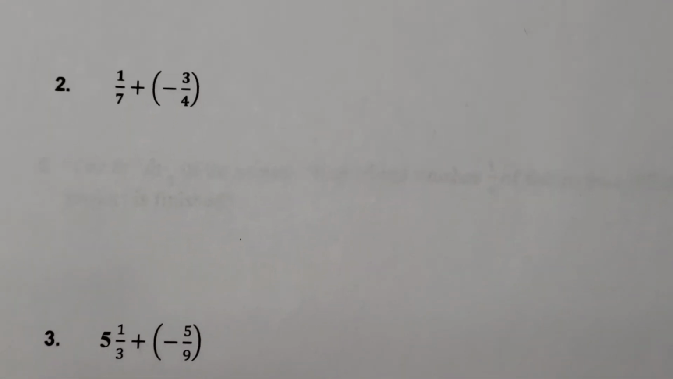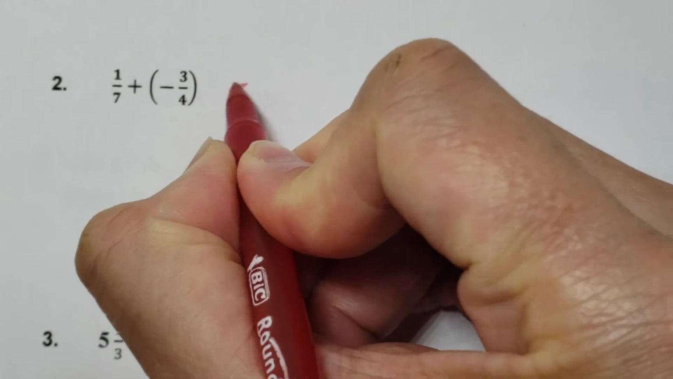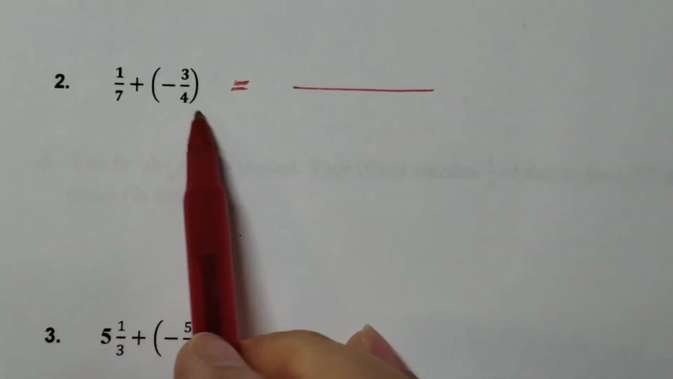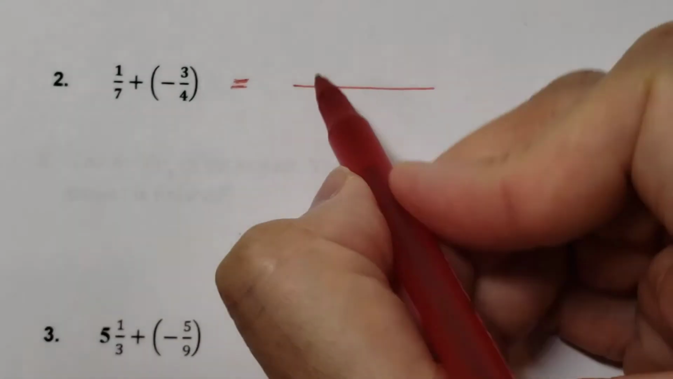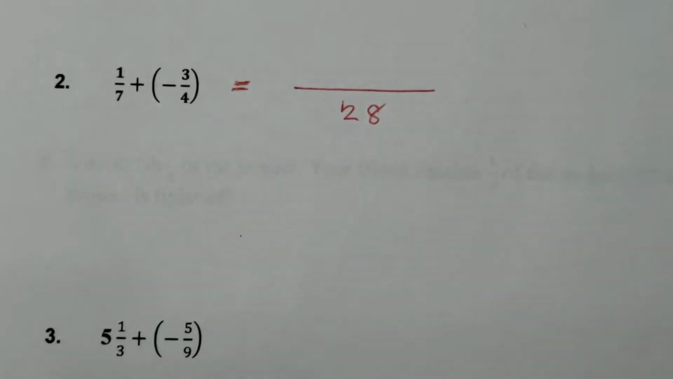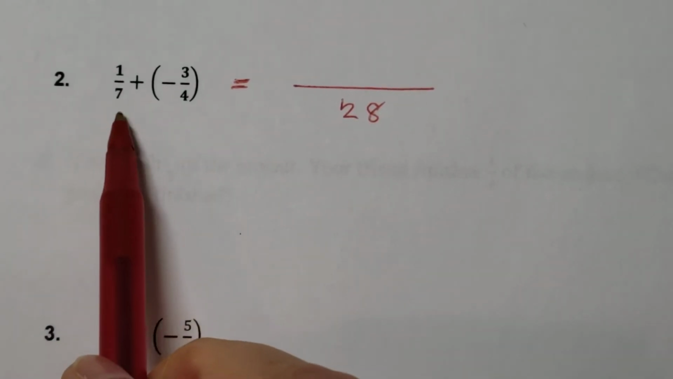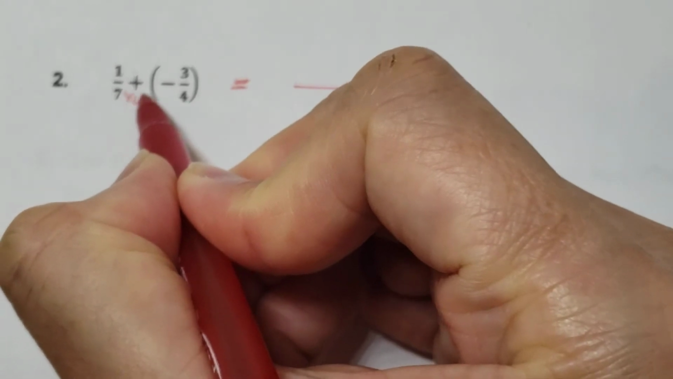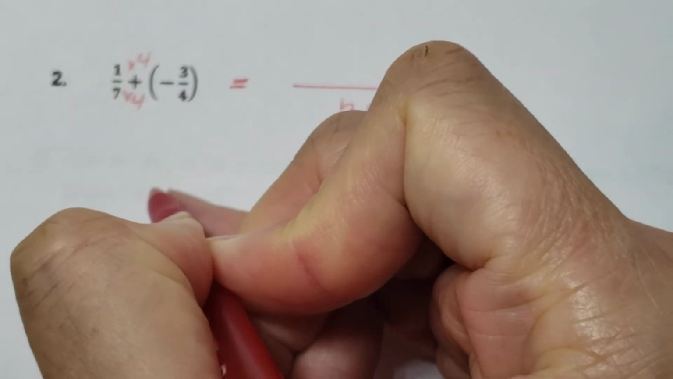Number 2, if you want to answer this first, you can pause the video. If not, then just listen and take notes if you need to on how to answer this. What's the common denominator? If you skip count 7 and 4, the least common multiple is 28. Okay? Now, what did you multiply to 7 to get 28? That's going to be times 4.